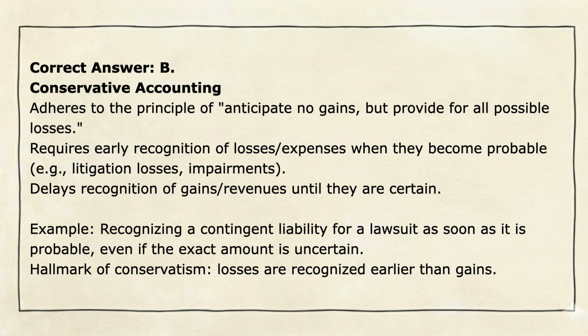For instance, you might want to acknowledge a possible liability for a lawsuit as soon as you think it's likely, even if you're not sure how much it will cost. The key to being conservative: you're more likely to see losses than gains.